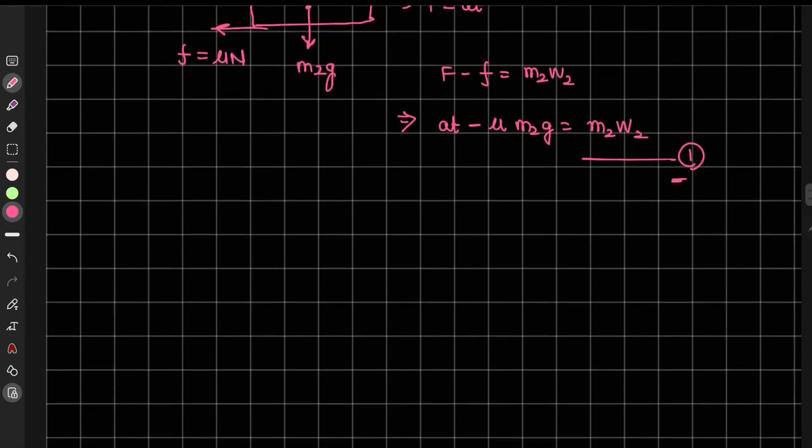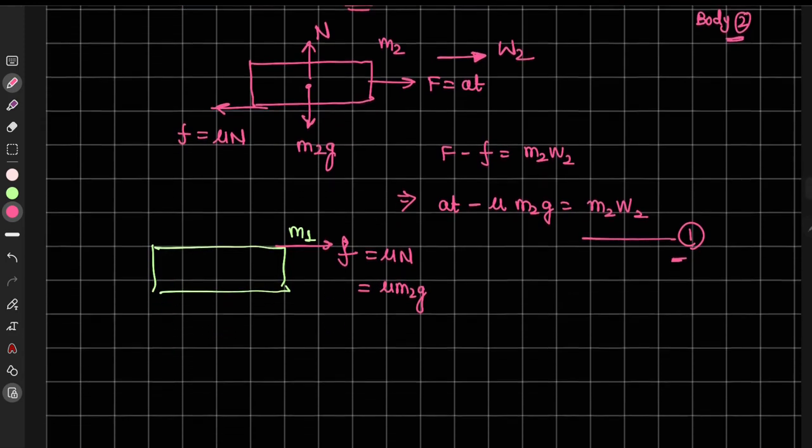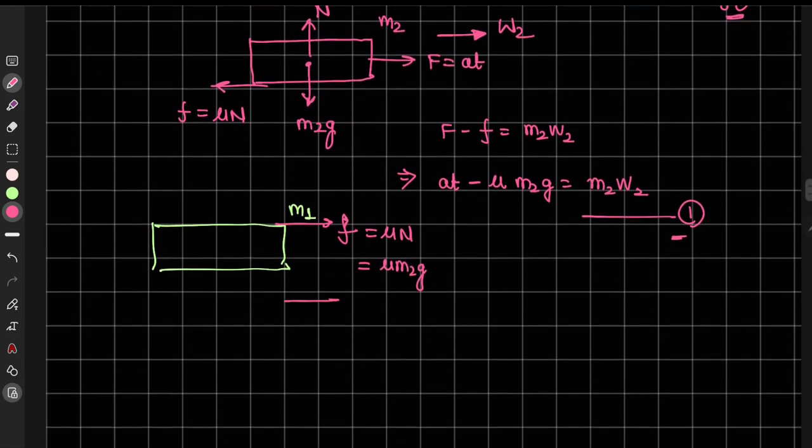Now let us draw the free body diagram of mass m1. So this is mass m1. We will have the friction force in this particular direction, that is equal to mu into N, which is mu m2 into g, and there are no other forces in the horizontal direction. And let us say we have the acceleration of w1. Okay, so we can write mu m2g is equal to m1 into w1. So let us say this is our second equation.